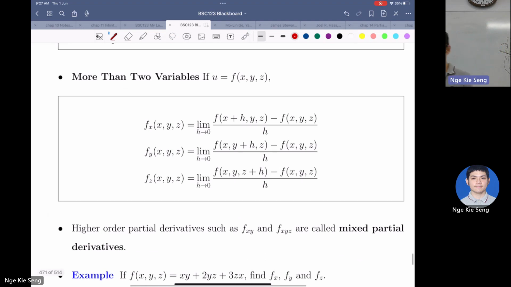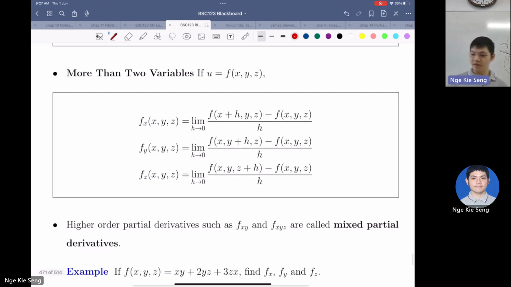So higher order partial derivatives we call mixed partial derivatives, such as this. If you mix the direction you differentiate, we call it a mixed partial derivative.